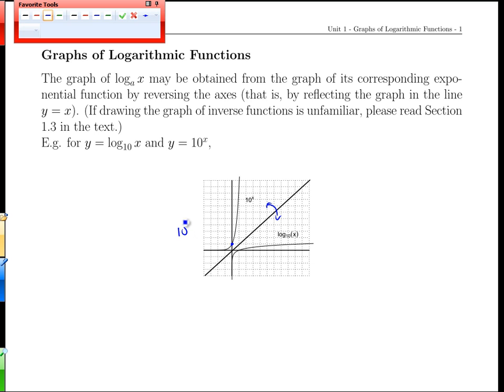Remember that 10 to the 0 is always going to equal 1, and so what we see reflected is that log base 10 of 1 is going to be 0. So these graphs always go through the point (1, 0). We also see an asymptote on this side here. Why? Because there's a horizontal asymptote in the exponential graph. There's going to be a vertical asymptote in its inverse.